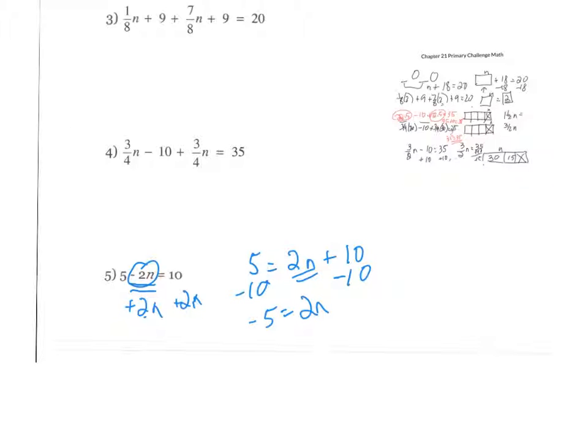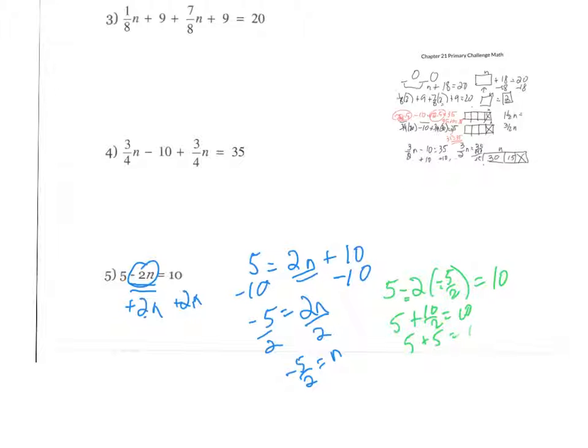Well, how much is in each box? So I'll just divide by 2. And there's minus 2.5, minus 5 halves equals n. If I put that back into the equation, I get 5 minus 2 times minus 5 halves equals 10. Well, negative times a negative is a positive, so I get 5 plus 10 halves equals 10. But 10 halves is just 5. 10 equals 10, and I do my happy dance.